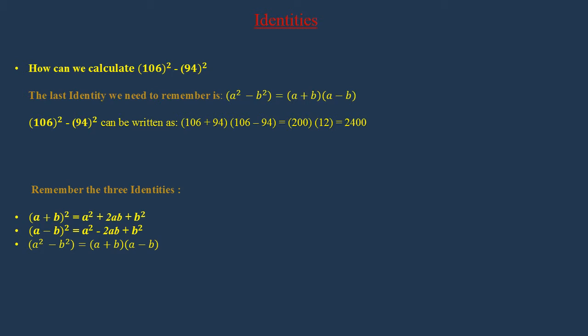Surely yes. Now, we need to remember the three identities in order to solve identity problems. First one is a plus b the whole square is equal to a square plus 2ab plus b square. Second is a minus b the whole square is equal to a square minus 2ab plus b square. And the third one is a square minus b square is equal to a plus b into a minus b. This will not only help you solve such problems, but will also help you in factorization of polynomials.